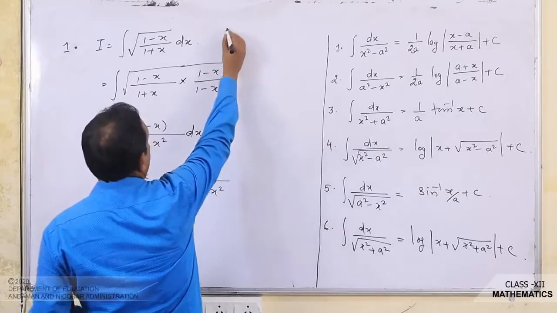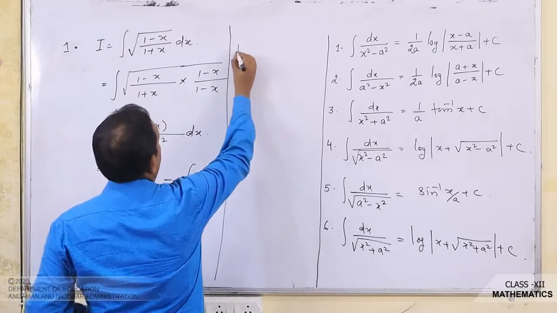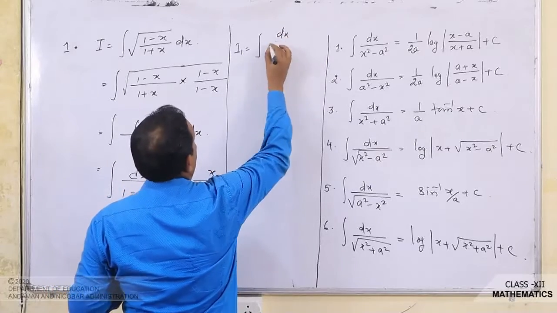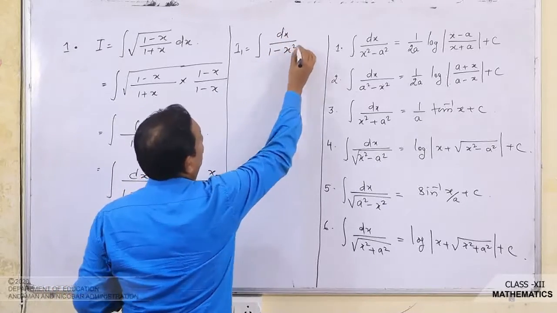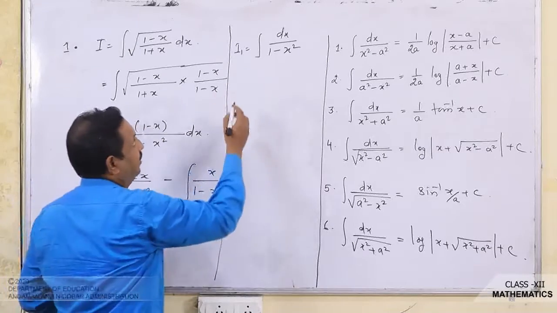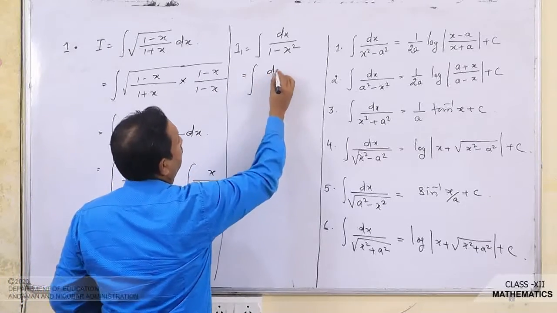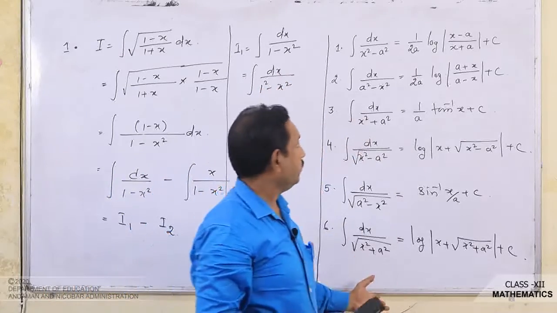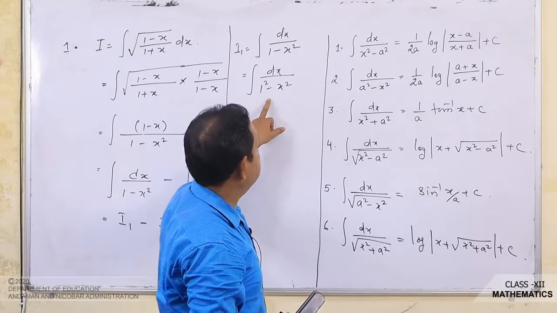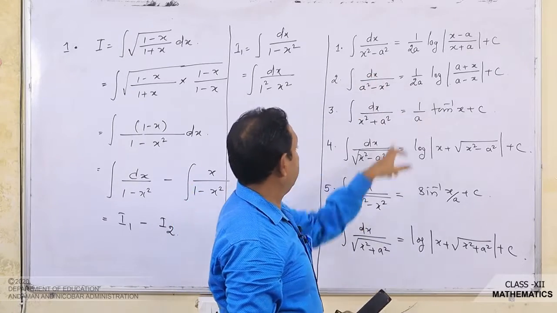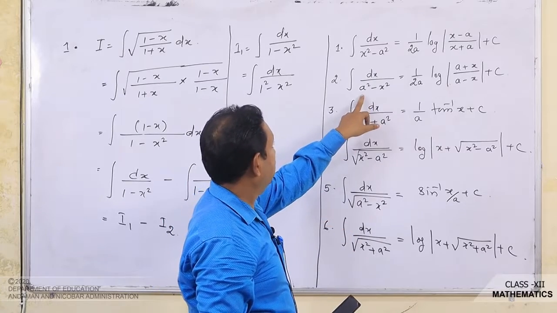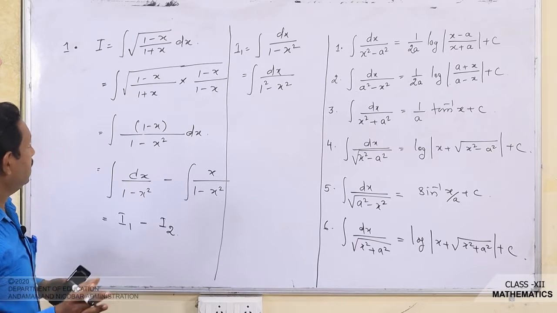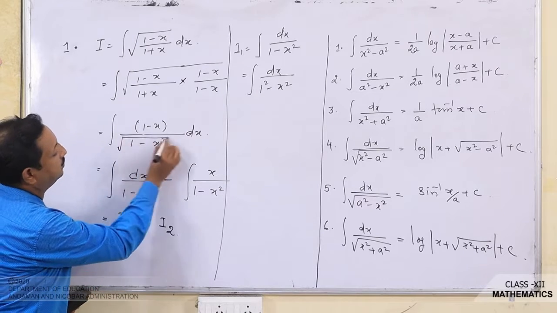I1 is equal to dx upon under root of 1 minus x square, and that can be written as integral of dx upon root of 1 square minus x square. Now, look at these formulas. It is exactly looking like our this number. So, dear students, I have taken here, I left this root sign.